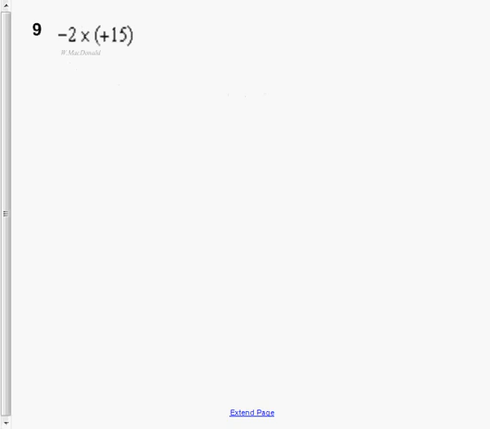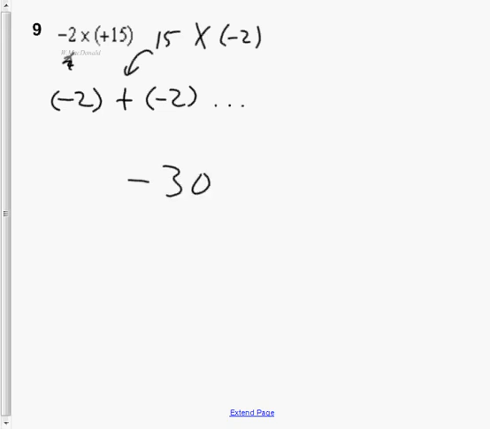Question 9, negative 2 times 15. If I was to write this as negative 2 plus negative 2, 15 times, I would have the equivalent of this. 15 multiplied by negative 2 would look like this. So if I switch them around, I still have the same answer. And the answer would be negative 30. If I just use my sign rules, 2 times 15 is 30. Different signs, negative answer. Everybody got that right.